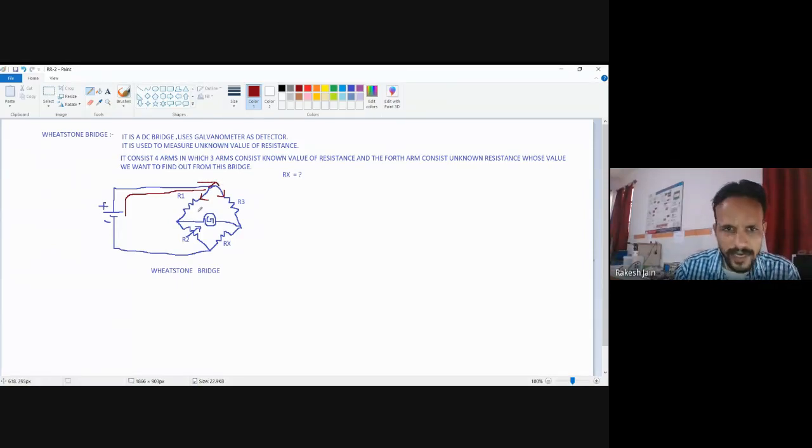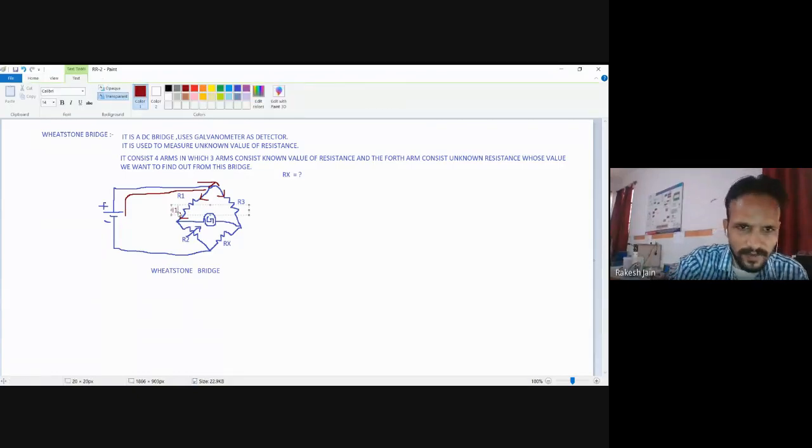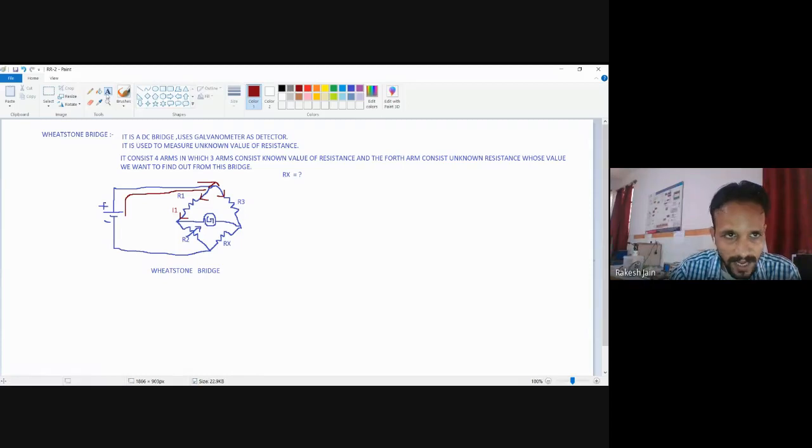Let the current in this R1 resistance, which flows in this direction, be I1. The current flowing through this R3 resistance, because it comes from the upper side, let it be I3 in this direction.